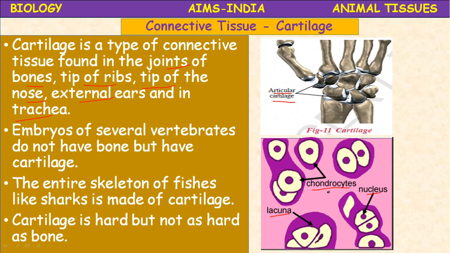So this cartilage is a soft skeleton tissue consisting of cartilage cells. They are called chondroblasts or chondrocytes. Two types of cells are present, chondroblasts and chondrocytes. And this is the matrix.